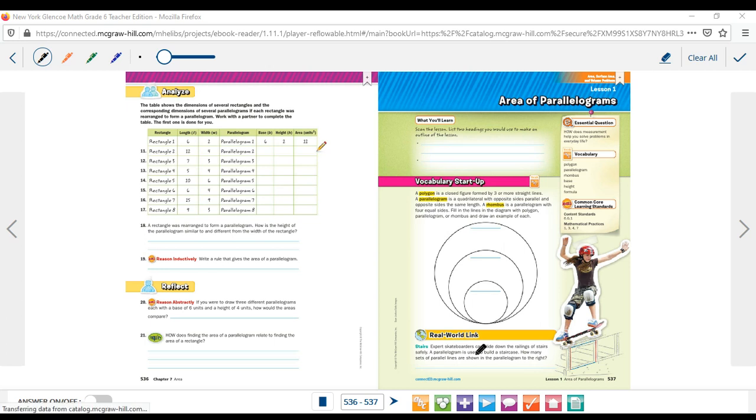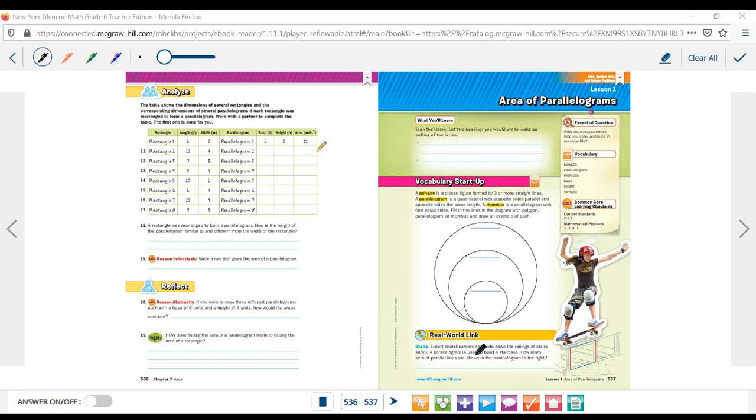Okay, so today we're starting a new chapter, although we did the Are You Ready page yesterday, which should have been okay for you. You had to find areas of rectangles. You just have to remember that the area formula, which they gave you at the top of page 532, is length times width. So for example, if you had one side 8 centimeters and one side 4 centimeters, your area would be 8 times 4, which is 32 centimeters.